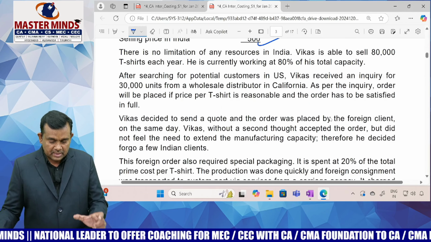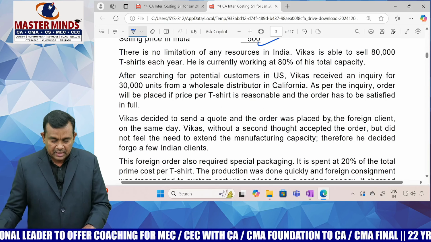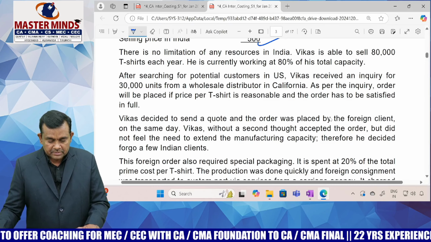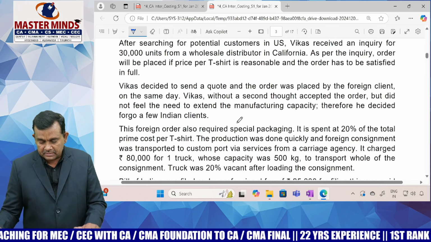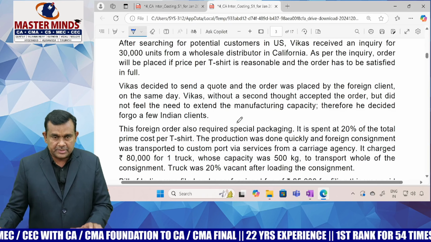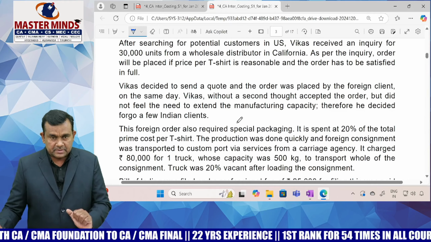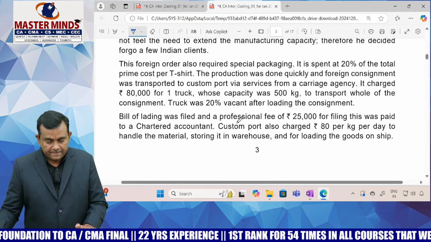Next, Vikas decided to send a quote and the order was placed by the foreign client on the same day. This foreign order also required special packaging, which cost 20% of the total prime cost per t-shirt. Prime cost means material cost plus wage cost plus direct expenses. Here there is no information about the direct expenses. Okay, next.